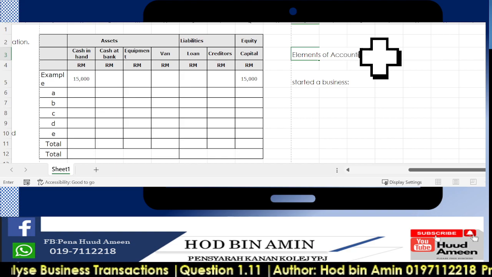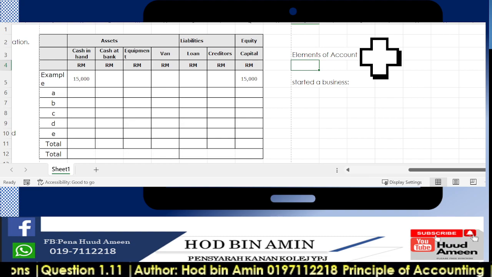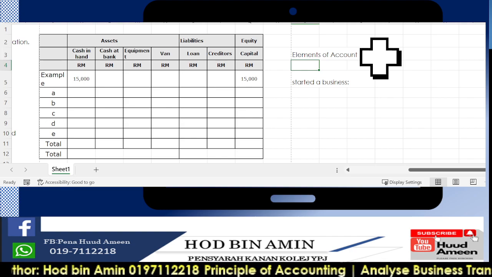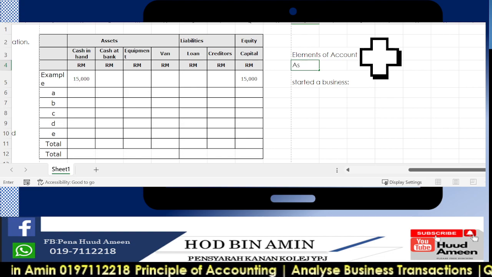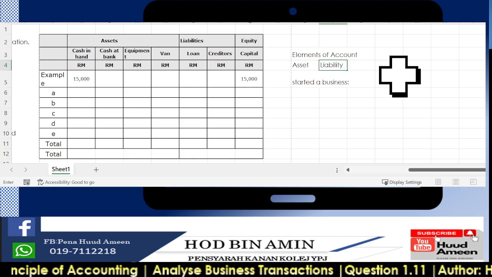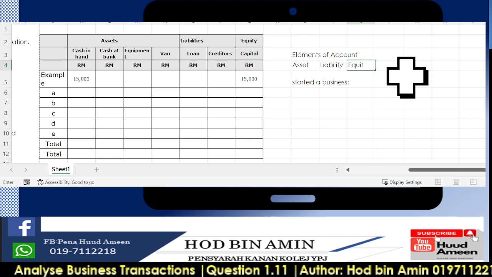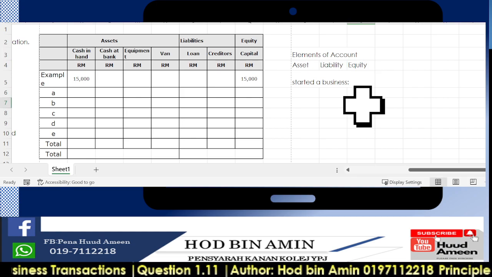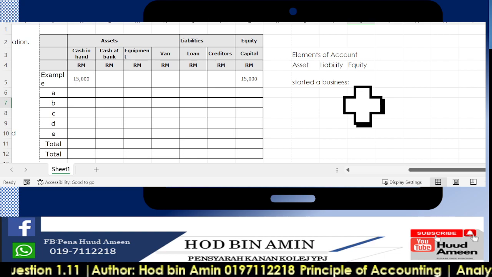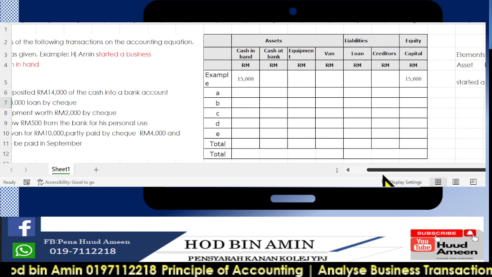Have you studied in the class? It will consist of five elements, that is asset, liability, and equity. So for this purpose there are three elements. Of the five elements, we expand to expenses and revenue. But for this purpose it is asset, liability, and equity. So you have to identify for each transaction.